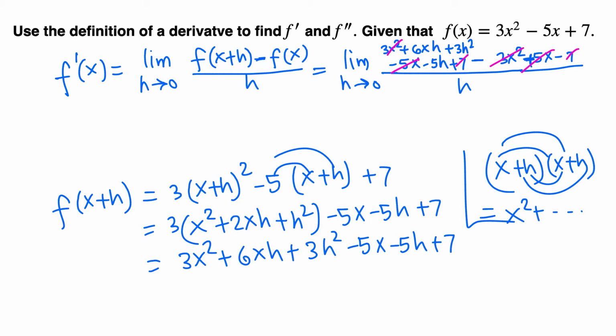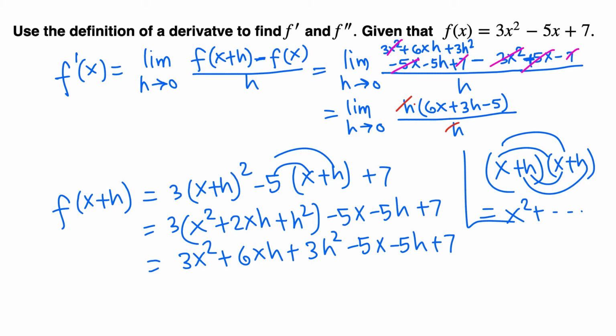Then we got 1, 2, 3 terms. In each term there is h. We can factor h out and cancel with the bottom. So from this one, the limit as h goes to 0 of, from these 3 terms, h out, that leaves 6x plus 3h minus 5. Now after we factor h times the quantity, we can cancel.